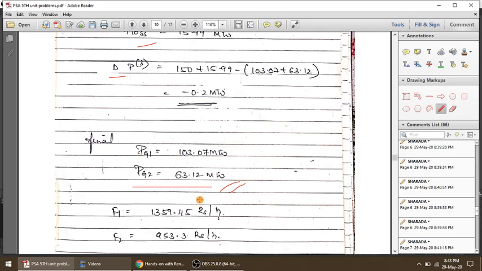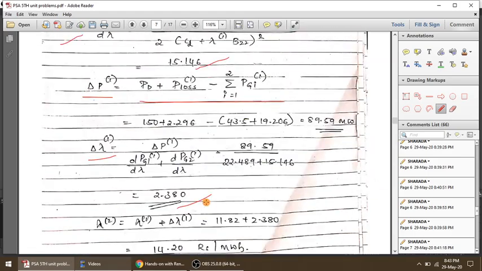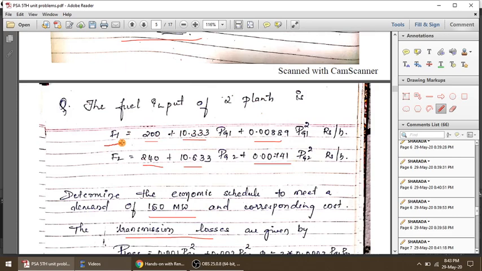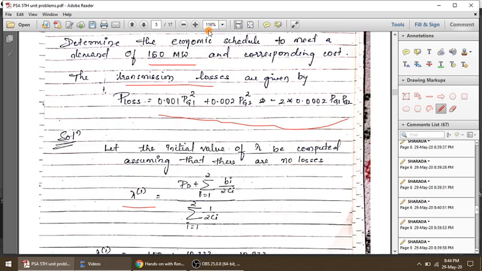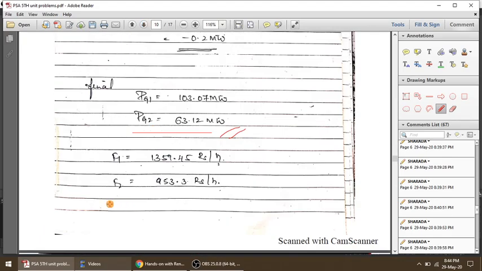Now next we need to calculate the cost. For that, whatever final values of PG1 and PG2 we have calculated, we will substitute them in this expression F1 and F2, and I'll get the F1 value and F2 value. The sum of that will give us the total cost. So total cost will be nothing but the sum of these two values. This is how this problem will be solved.